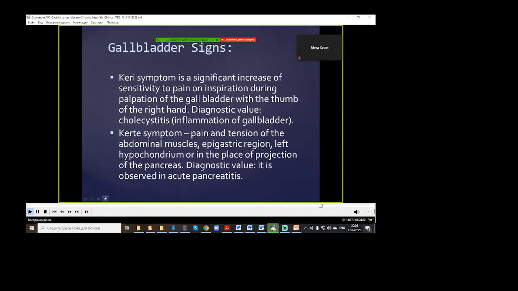Next gallbladder symptom, or symptom of acute cholelithiasis or cholecystitis, Kehr symptom, is a significant increase of sensitivity to pain on inspiration during palpation of gallbladder with the thumb of the right hand. Next symptom, Kerte symptom, pain and tension of the abdominal muscles of epigastric region and left hypochondrium, or in the place of projection of pancreas. This symptom will be positive in case of acute pancreatitis.